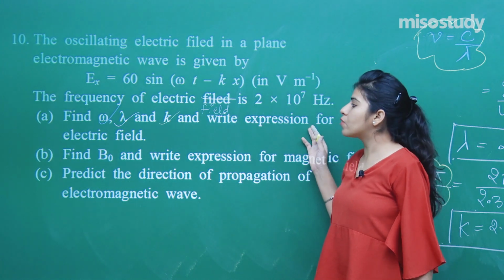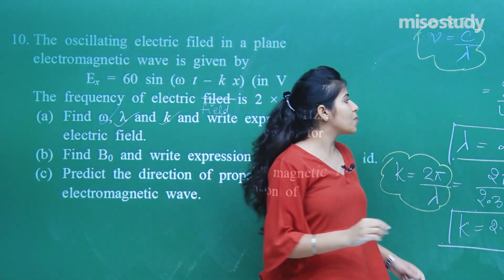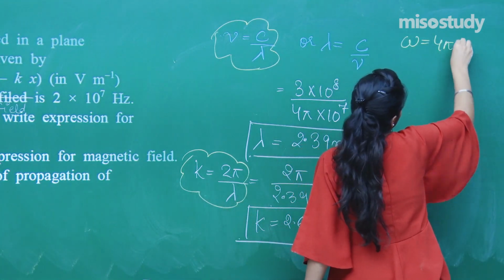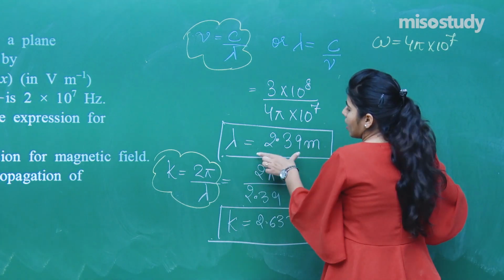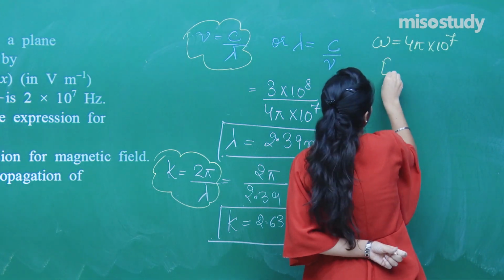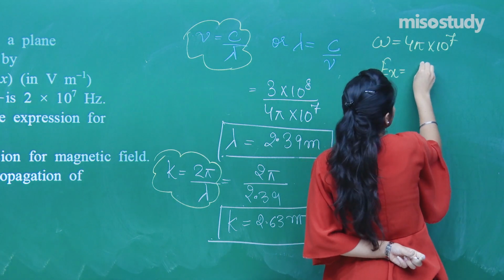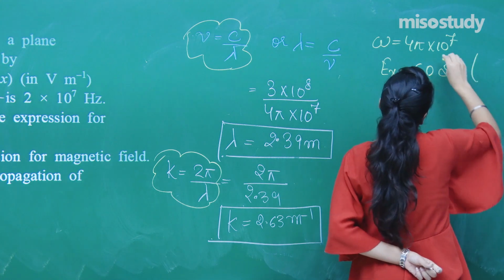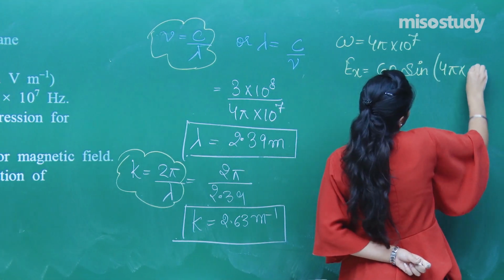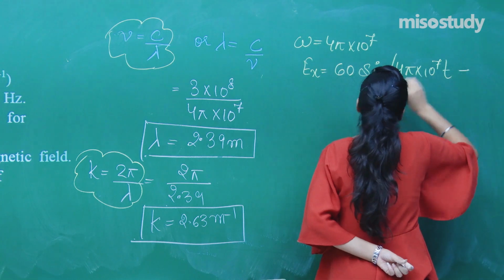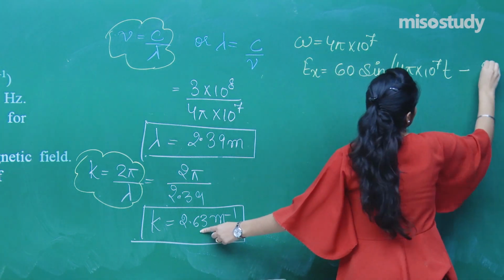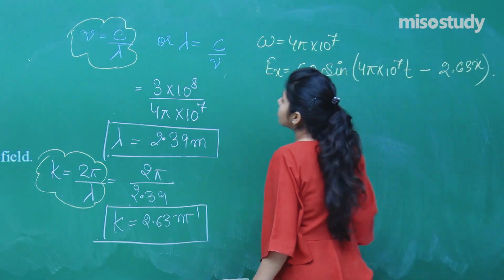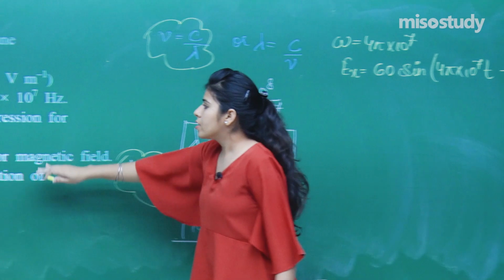Now write the expression for electric field. You can easily write the expression because now your omega was found out to be 4 pi into 10 raised to the power 7. Lambda is this, k is this. So now your final expression will be Ex equals E naught, which is 60, that has been given, times sine(omega t minus kx), so sine(4 pi into 10 raised to the power 7 t minus 2.63 x). This is the final expression for the electric field.